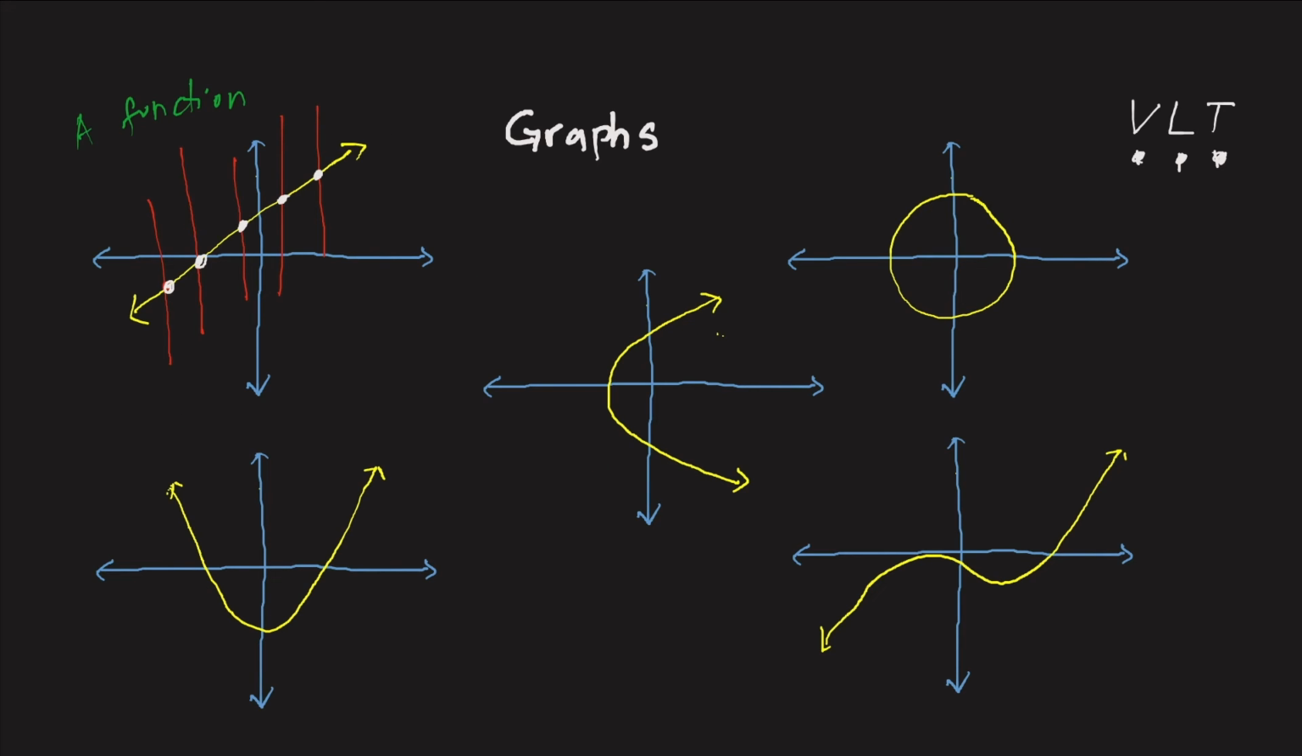Let's move on to the next. We see this is a parabola, and let's try to draw vertical lines that will pass through this graph. Draw a vertical line. Every time we draw a vertical line, the vertical line passes through the graph at exactly one point here, here, here, here, and here. So we say that this graph is a function.